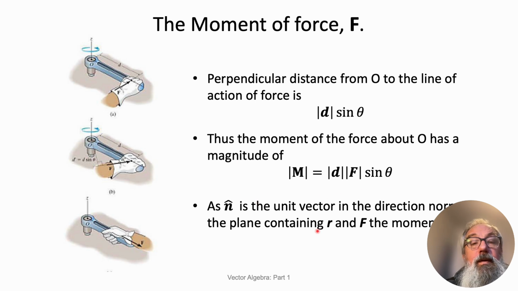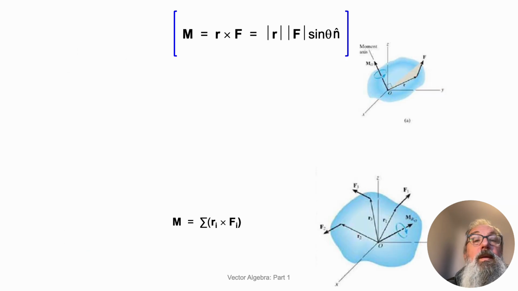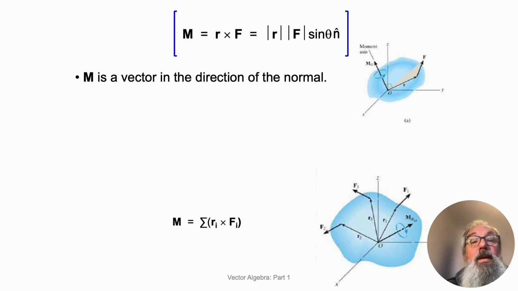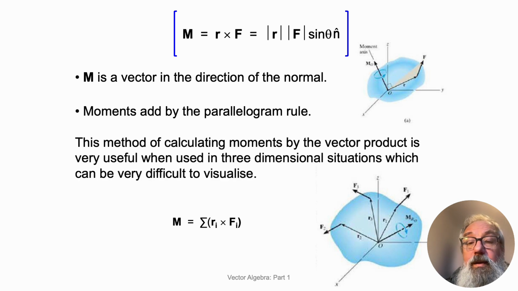So although we get a vector out of the cross product, we actually don't use the vector direction unless we need to, and we don't need to when we're calculating moments. So let's write this down again. M is R cross F, which equals RF sine theta. M is a vector in the direction normal. Moments add by the parallelogram rule, as do all other vectors. They add by the triangle or parallelogram rule, which are both equivalent.